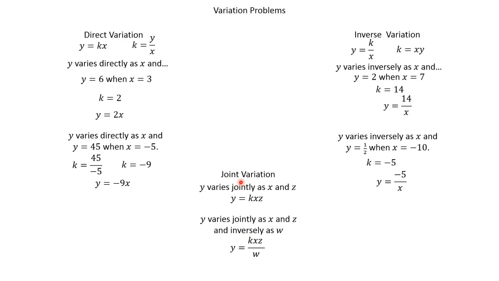And so you can set up any equation just kind of like that. Anytime it has jointly or directly, it's on top. Anytime it has inversely, it's on the bottom, and then don't forget the k, which is always on top. And so, this is how we can set up equations. Now, how can we solve some problems?